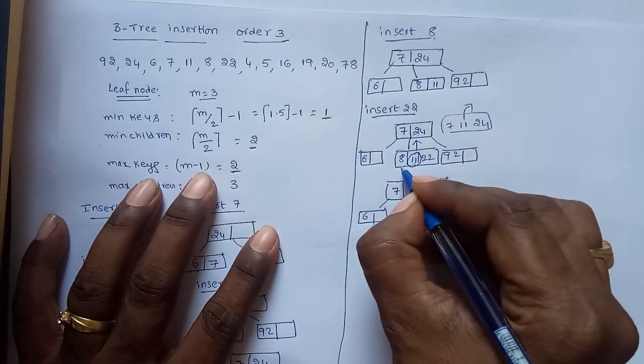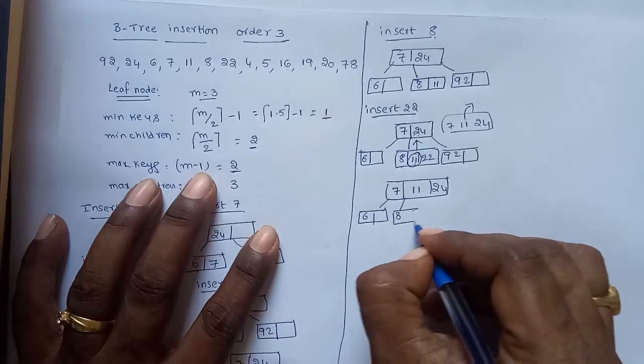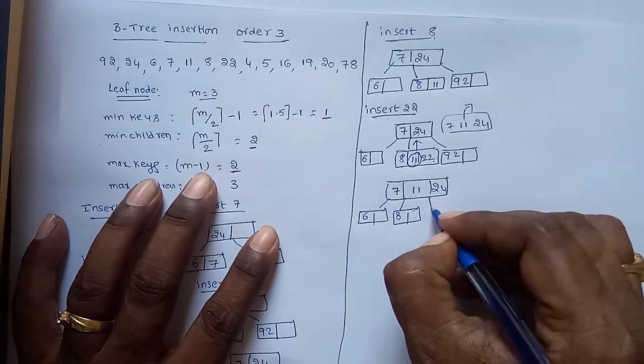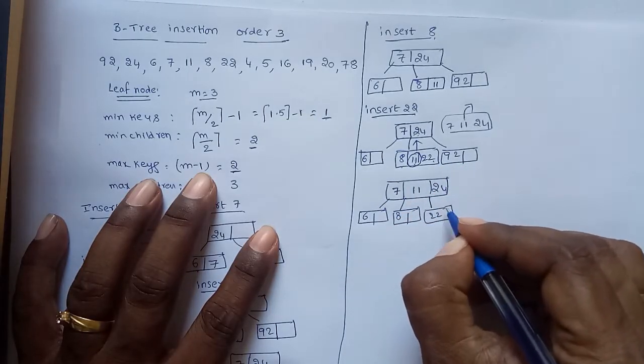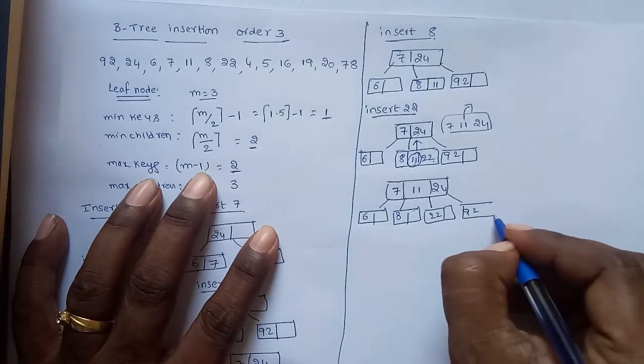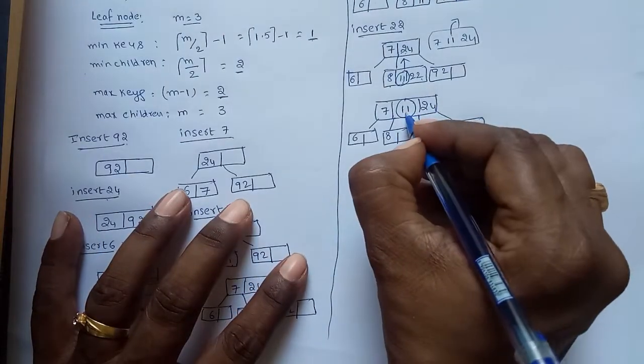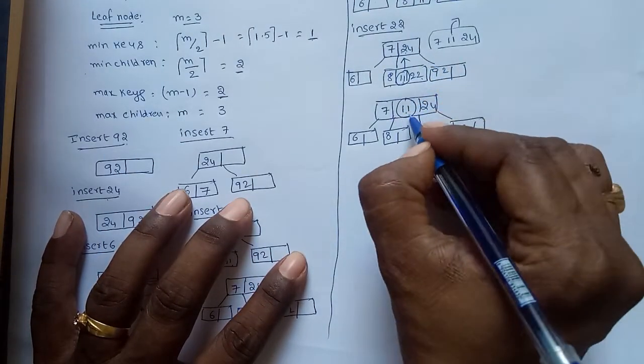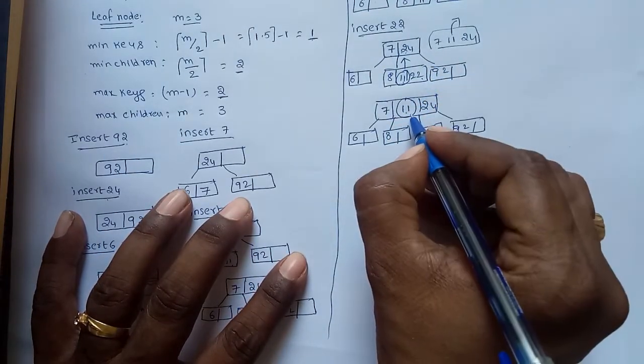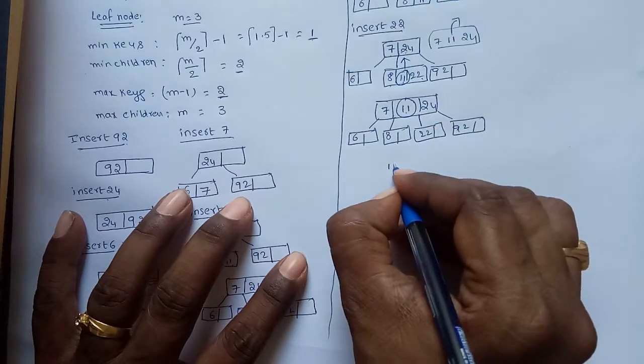For 11, the left child is 8. For 11, the right one is 22. And this is 92. Again, it violates the property. If it violates the property, this node is moved to the root. But this is the root. Now create a new root with this element 11.